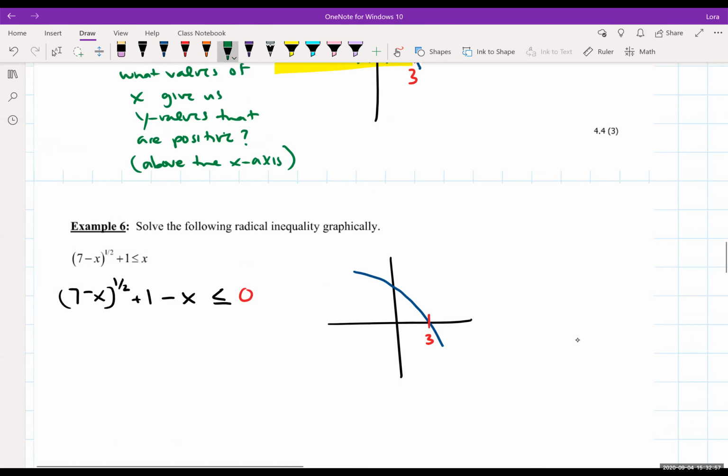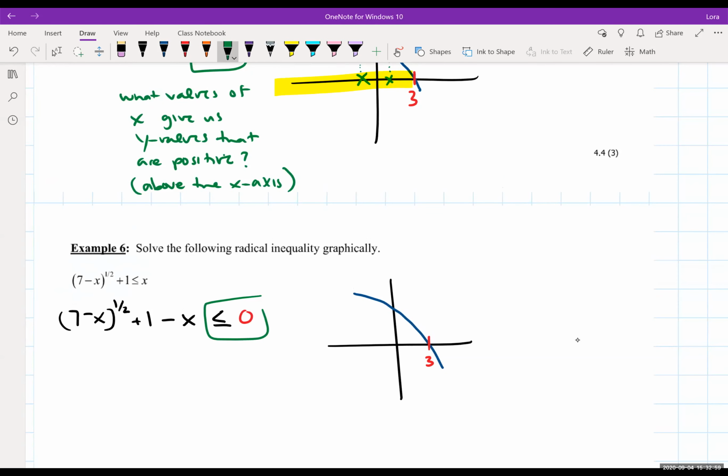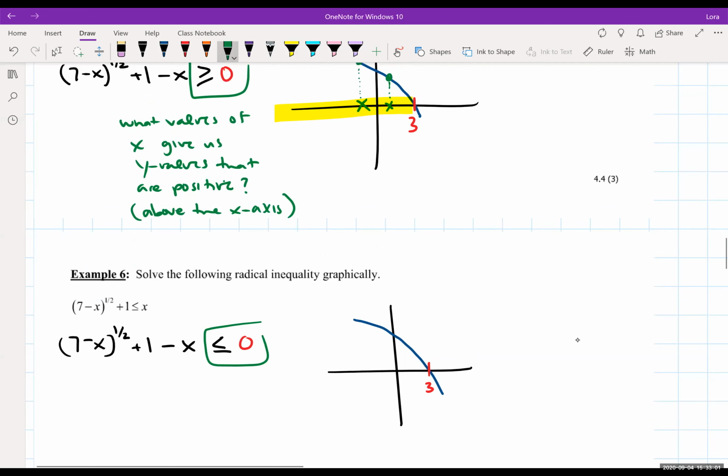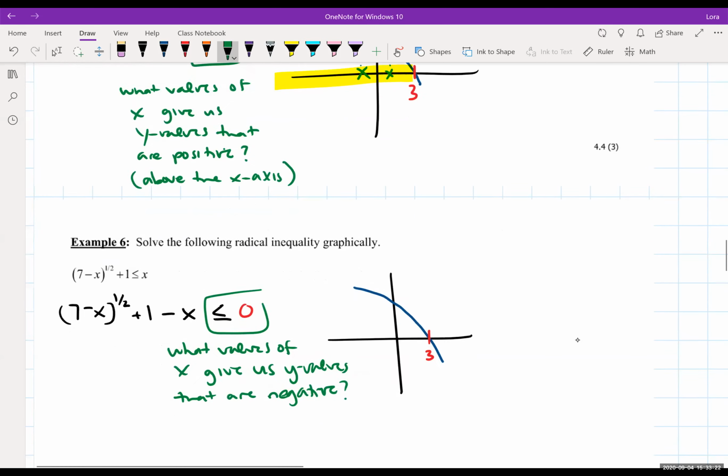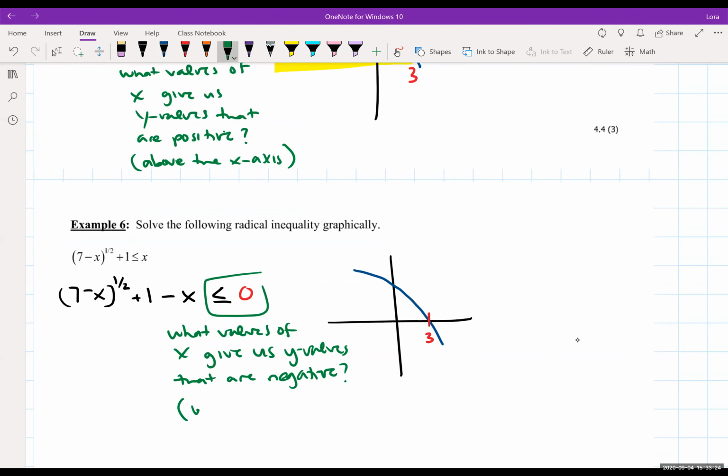You are right. But remember, if you want to summarize, or you're still kind of working on interpreting graphs, less than or equal to 0 is asking us what values of x give us y values that are negative. In other words, we're looking for y values that end up being below the x-axis.